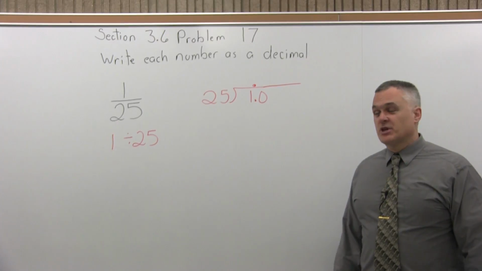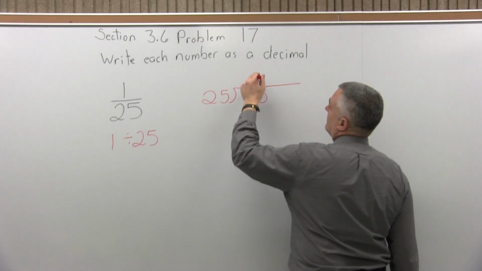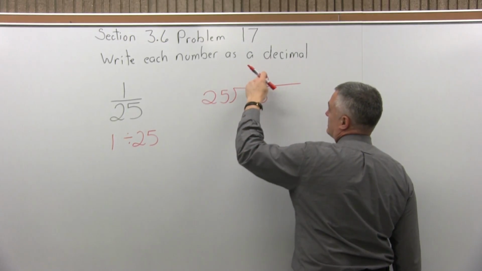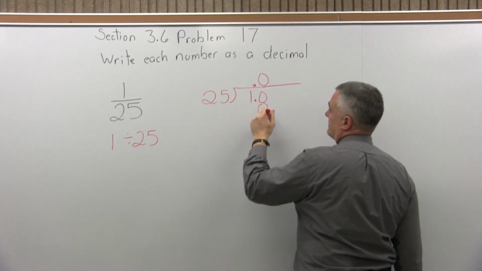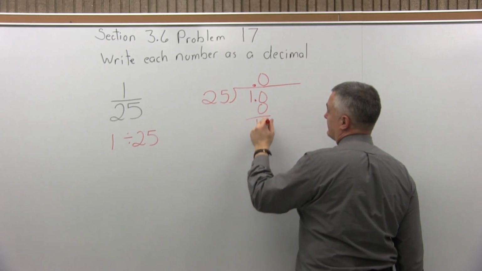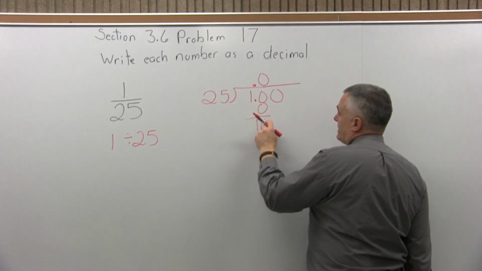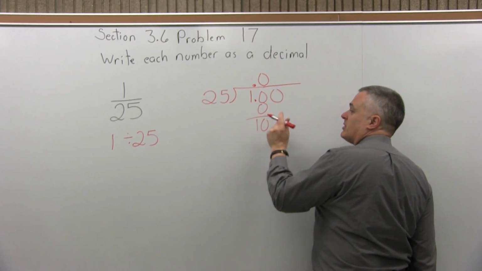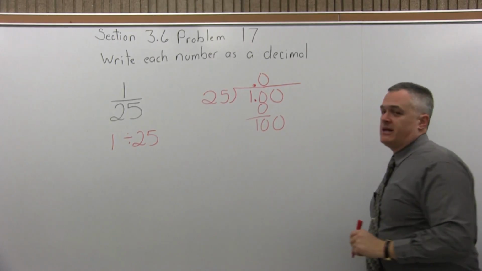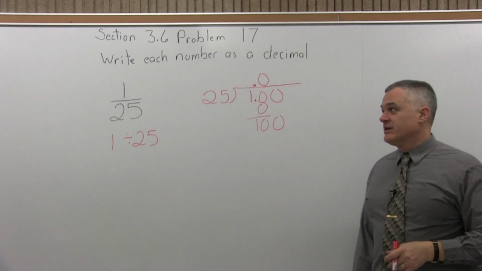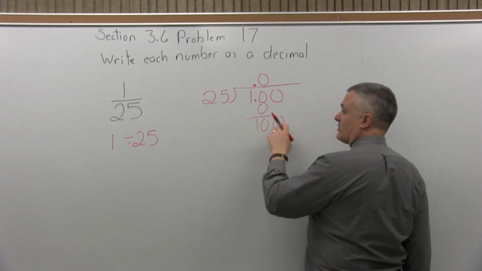Still won't fit. 10's not big enough to fit 25. So it really goes in 0 times. So 0 times 25 is 0, and I subtract 10 minus 0 is still 10. But now what's going to happen, since it didn't go in evenly, I'm going to add another 0 on the top and pull it straight down. And that 10 with the 0 after it is 100. Now 25 will divide into 100 nicely.